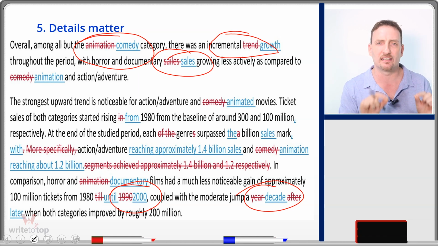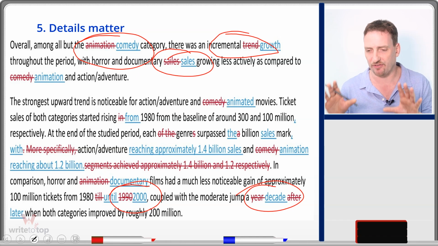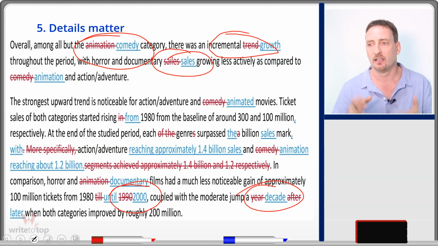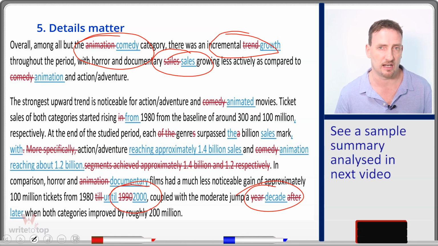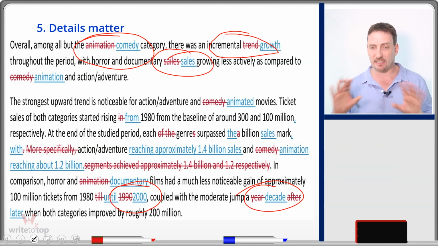So all of these little details cost this person points, even though the writing itself is actually not bad. The language and the vocab and the grammar is not bad. The details cost this person a lot of points in the task response, task achievement category. So be very careful about details, okay? It just takes a few extra seconds of paying attention. And that's basically it for the summary.